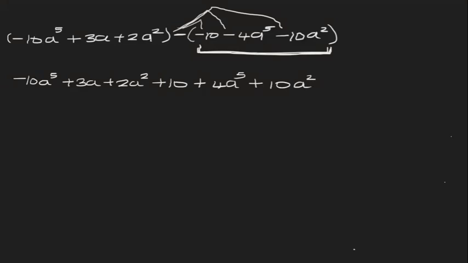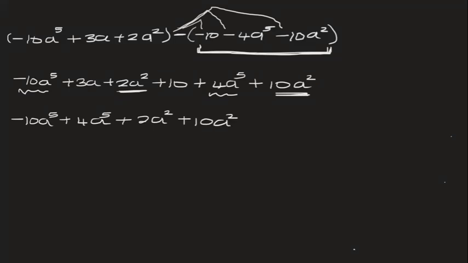So then we take like terms. Negative 10a to the power of 5 and 4a to the power of 5 are like terms. So we're going to have negative 10a to the power of 5 plus 4a to the power of 5. This and that are like terms, so we're going to have positive 2a to the power of 2 plus 10a to the power of 2. And then 3a has got no partners, so we just add it there. And also 10, we just add it here.